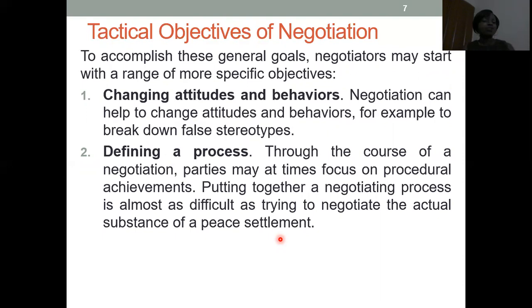Now, what about the objectives of negotiation? Objectives usually are set in place to meet the purpose of negotiation. So one of the objectives that you are going to use is to change the attitude or behaviors of the parties. You're going to change the attitudes and behaviors of the two parties. How are you going to do that? You're going to break down what you call stereotypes.